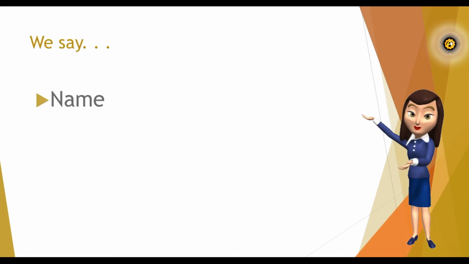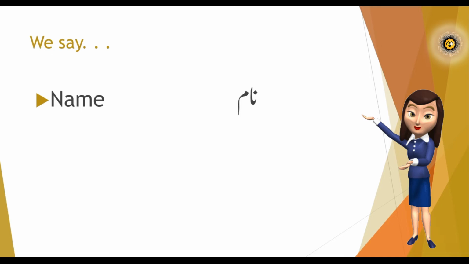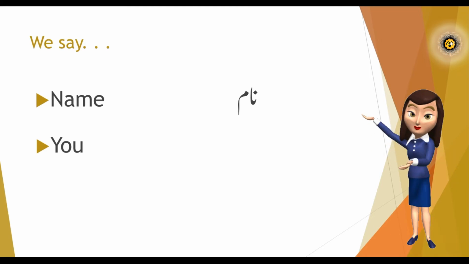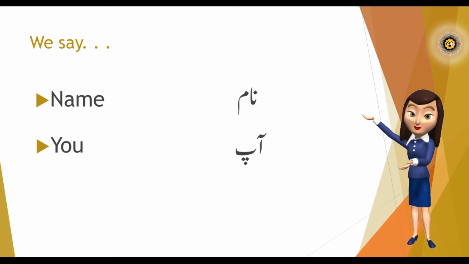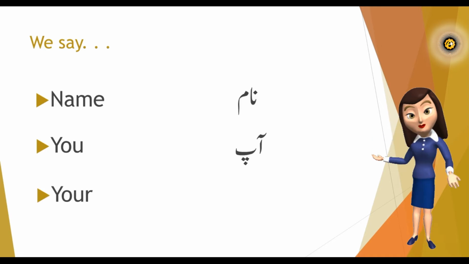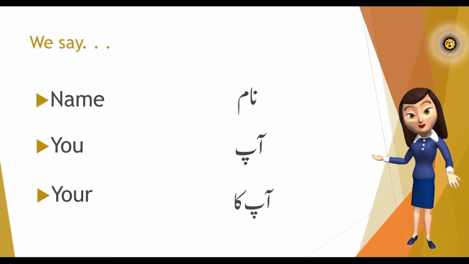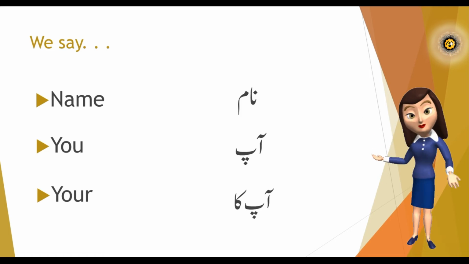So in English we say name and in Urdu it is naam. Naam. Then in English we say you, and in Urdu it is aap. Aap. Then in English we say your. Your. And in Urdu it is aapka. Aapka. Now let's repeat all these one more time.